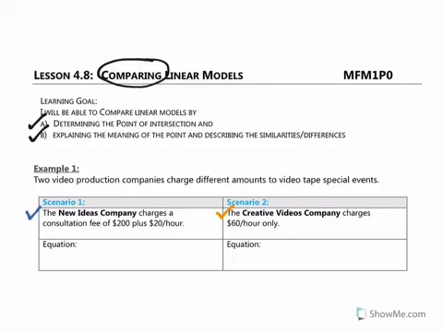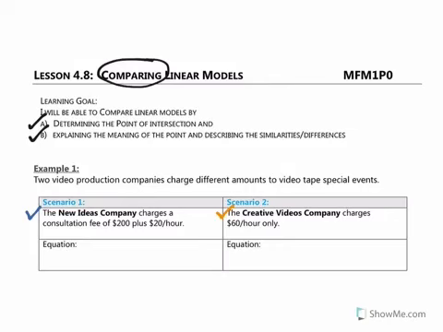Example number 1. Two video production companies charge different amounts to videotape special events. So here I am and I'm trying to figure out which company to go with. I have a blue company, which is in scenario 1. It's called New Ideas Company. And I have an orange company, the Creative Videos Company. They both have different ways that they're going to charge me if I hire them. So I want to compare them with each other.